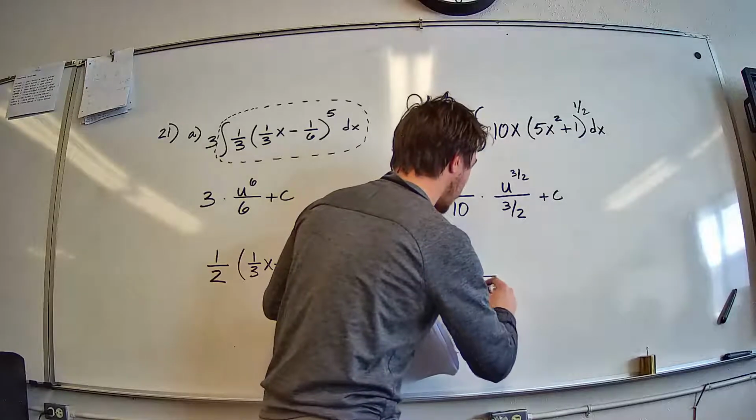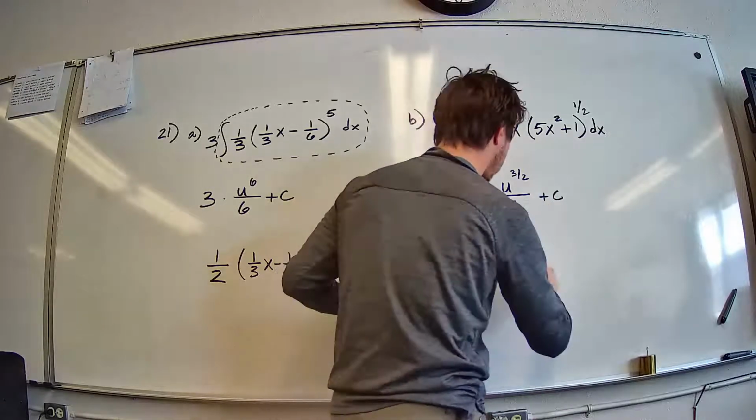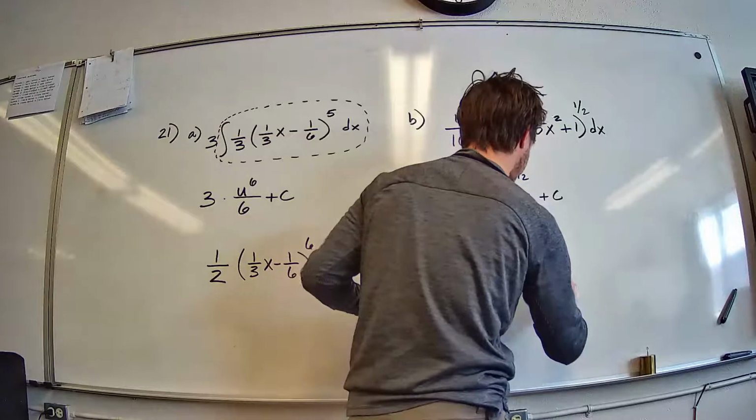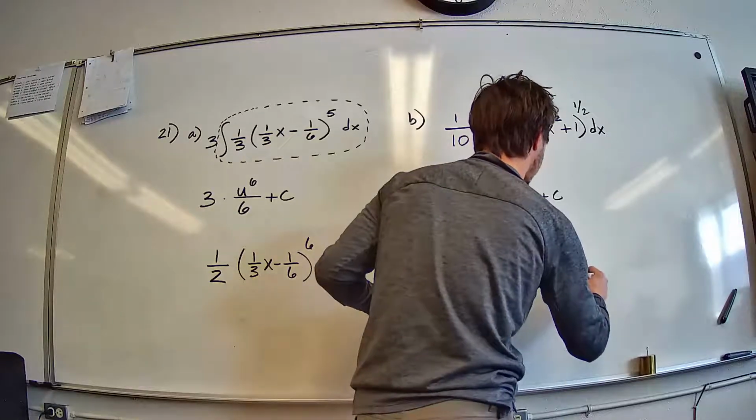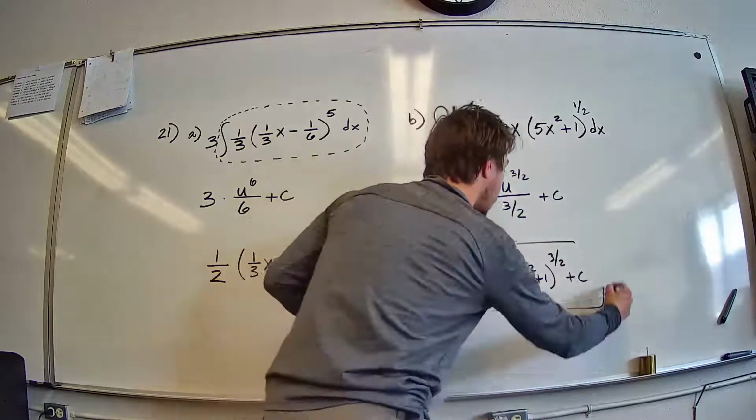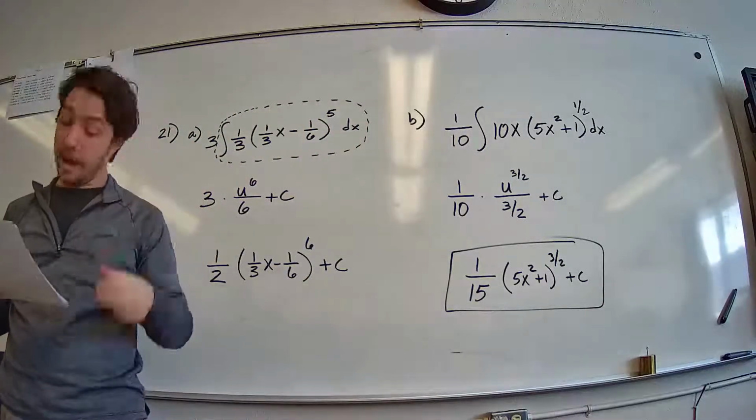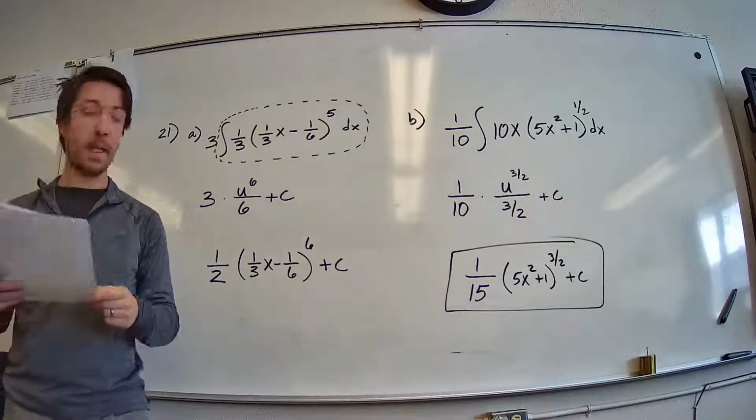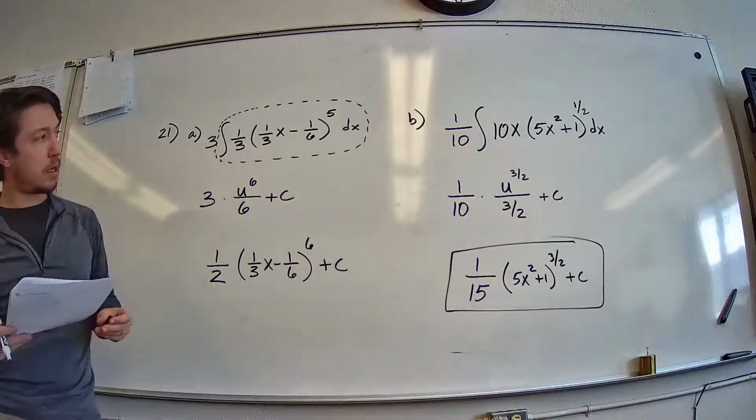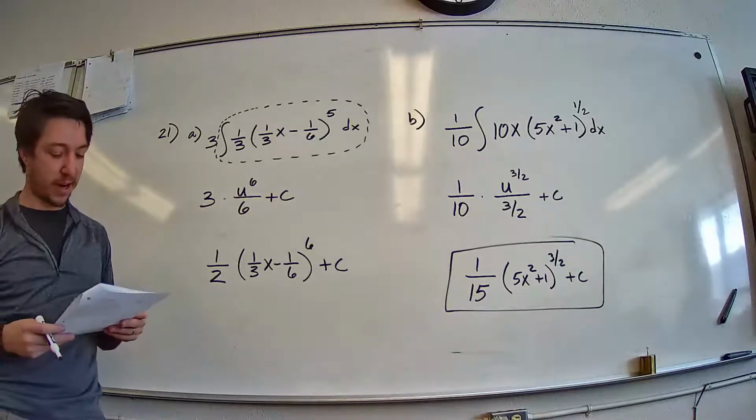So my answer is 1/15 times 5x squared plus 1 to the 3/2, plus constant. On that one, the reason it works is because the x was already out there. Correct.